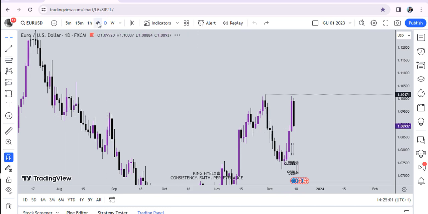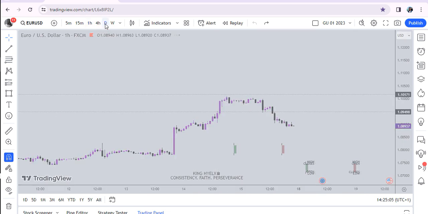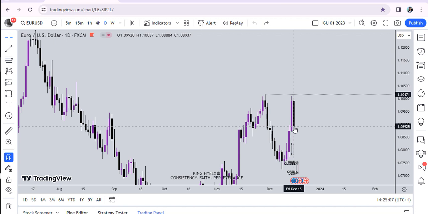So that means that, for example, when we're on the daily time frame, there are multiple candles inside this daily candle. Within this daily candle, there are 24 1 hour candles. There are 6 4 hour candles if you move to the 4 hour time frame. You get what I mean, right? There are multiple candles just within this particular candle.